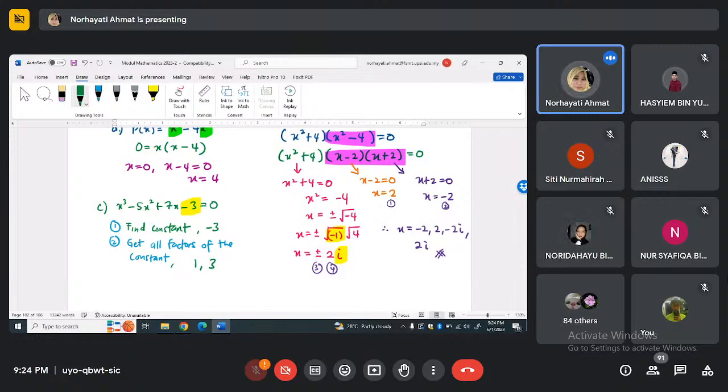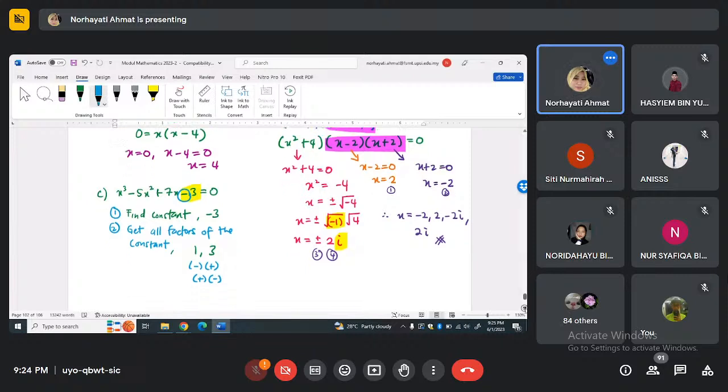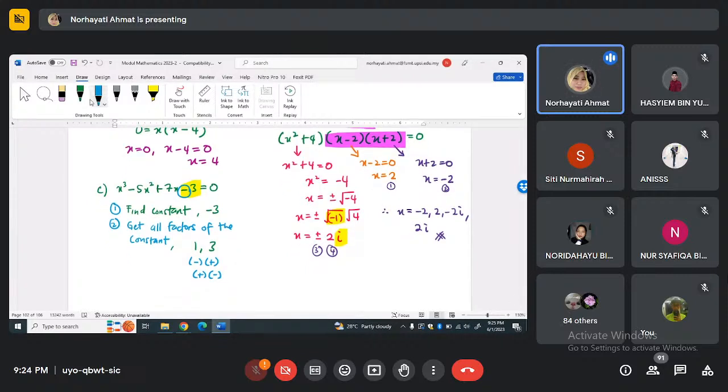1 and 3. Yes, good. 1 and 3 only. But we have negative here. Okay, negative here. So either negative times positive or positive times negative. Betul tak kelas? Yeah. Okay. So either negative times positive or positive times negative. So we have four options.